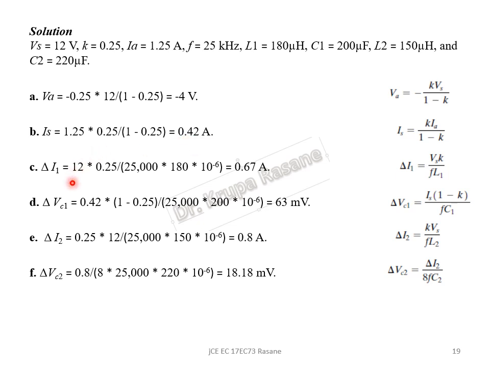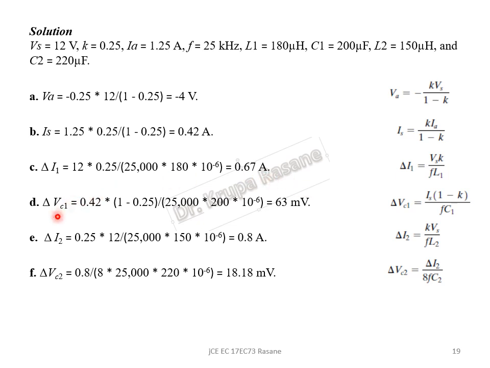Now the ripple current delta I1 is equal to Vs into K upon F into L1. So substituting the values of Vs as 12, K as 0.25, divided by the frequency given as 25 kilohertz, and L1 value given as 180 into 10 to the power of minus 6 henry, I'll be getting the ripple current as 0.67 amperes.